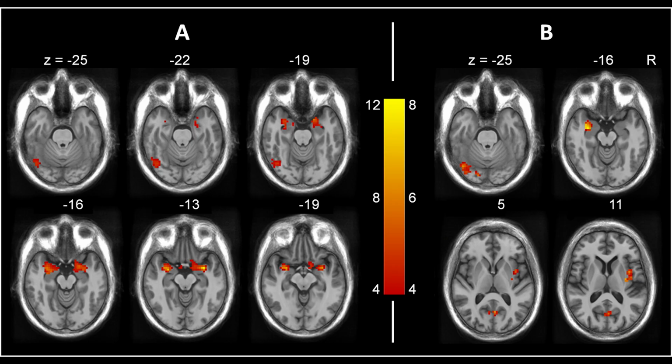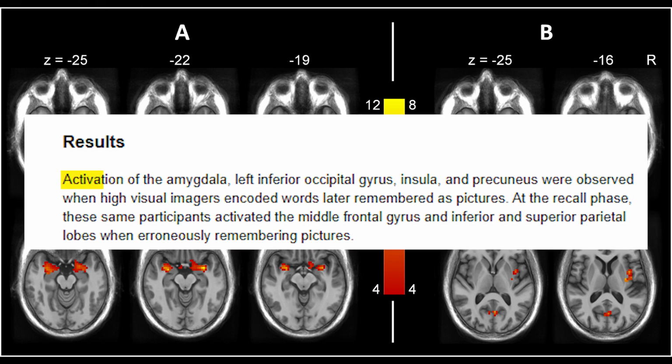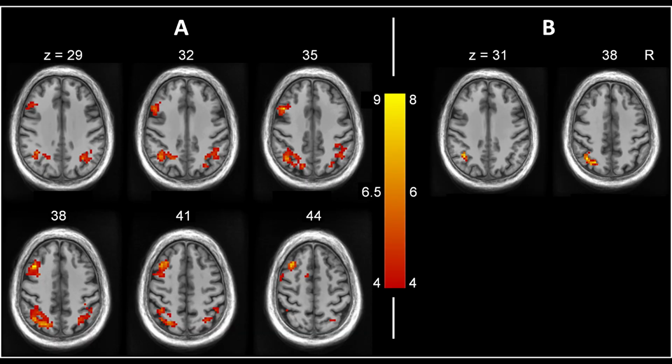It's important to note that in participants who had high visual imagery scores, activation of the amygdala, left inferior occipital gyrus, insula, and precuneus was observed when high visual imagers encoded words later remembered as pictures. At the recall phase, these same participants, when forming false memories, showed high brain activity in their left middle frontal gyrus, a part of the brain associated with working memory and linguistic tasks, and low brain activity in the inferior and superior parietal lobes, which are associated with sensory processing, including visual imagery processing. Participants with low visual imagery scores who had false memories did not activate the gyrus, but did activate the inferior and superior parietal lobes.